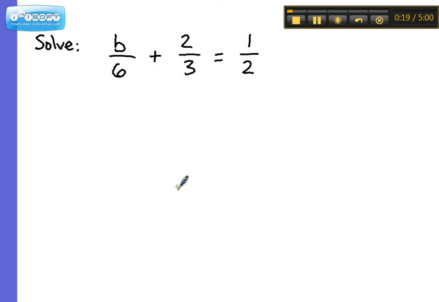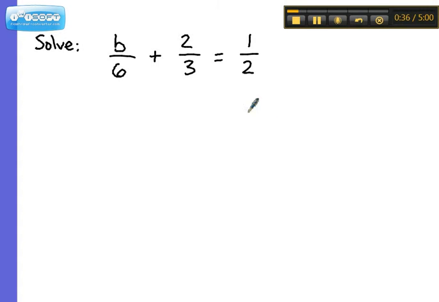Whenever I see more than one fraction, I like to just get rid of the fractions. Fraction answers are fine. Fractions are very important for math, but it's often a lot easier for us to do the math when we're just dealing with integers. So how do we get rid of the fractions?